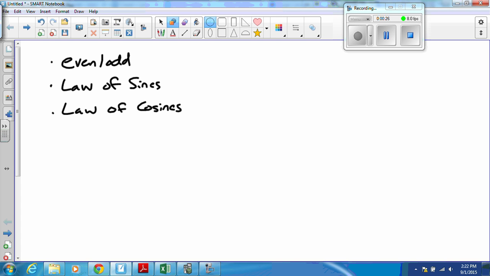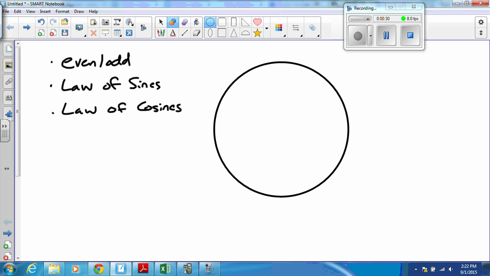When we consider the even-odd properties, we're going to begin with a unit circle and start by measuring an angle theta from due east. And so here's our angle theta. And we would like to investigate the even and odd behavior of sine of x and cosine of x.